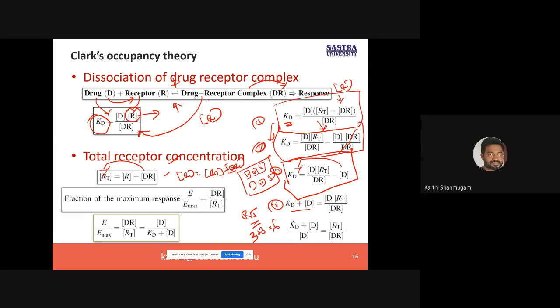Yes, sir. Again we can rewrite this as the fifth expression: Kd plus d by d, where this d has moved from the numerator to the denominator, is equal to RT by dr. Is it understandable?